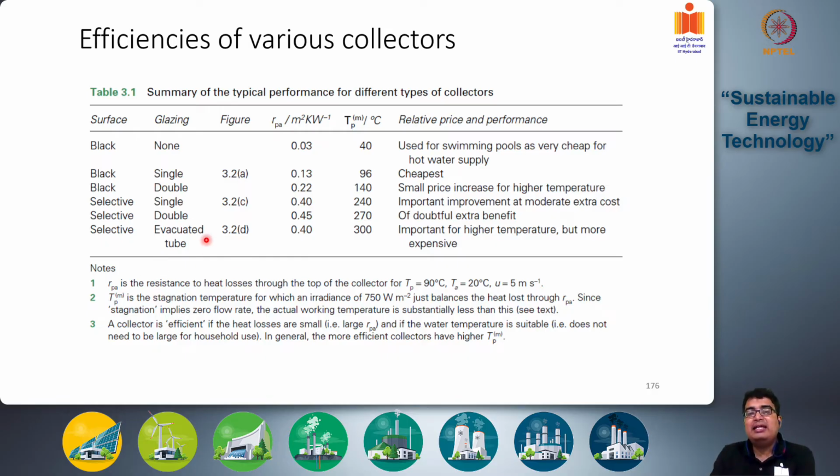And finally, you have your evacuated tube collector where your circular absorber coating is also selective. So your absorber coat is selectively coated, so it absorbs the solar radiation but does not emit thermal radiation. Already you have an evacuated tube, so convection, conduction, radiation, all three are minimized. Your resistance is around 0.4 again, and your stagnation temperature goes up to 300 degrees centigrade. This is important for higher temperature but is more expensive. So those are the various types with their own efficiency factors.